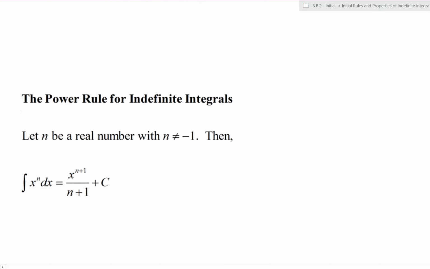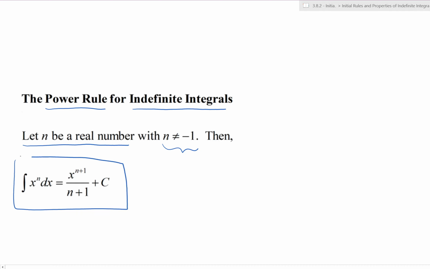One of them is the general power rule for indefinite integrals. So if I give you a power function and ask, what's the indefinite integral of this power function? Where did it come from? Well, this is the rule that allows us to do that. Assuming that we have a number n that is a real number, with n not equal to -1, we'll look at that -1 case later in this video, then the general power rule for indefinite integrals says that if I integrate a power function of the form x to the n with respect to x, we're going to get x to the n plus 1 divided by n plus 1 plus a constant.